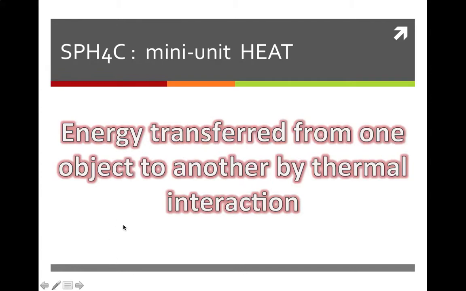So heat is an extension of the energy unit, though it is not mechanical energy. It's, you know, this is fancy words, transferred from one object to another by thermal interaction. It's touching something and it makes you hot. It burns you, okay? That's heat.